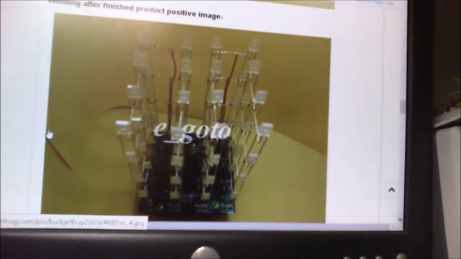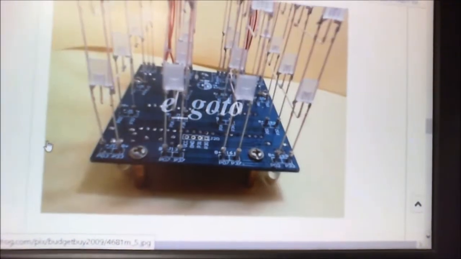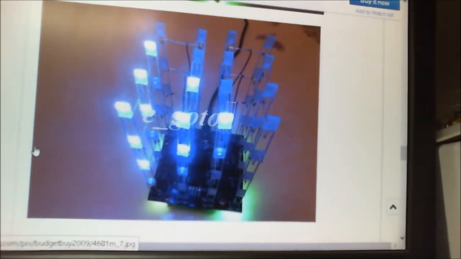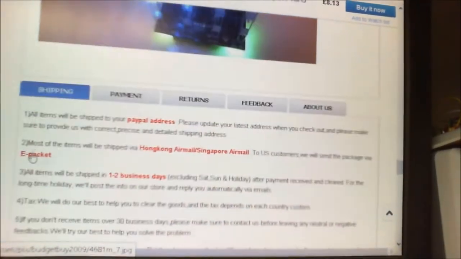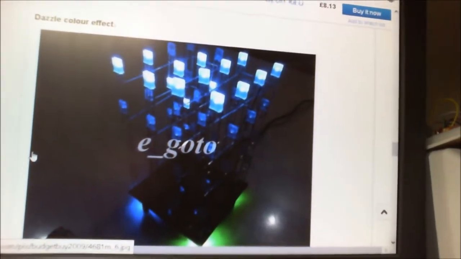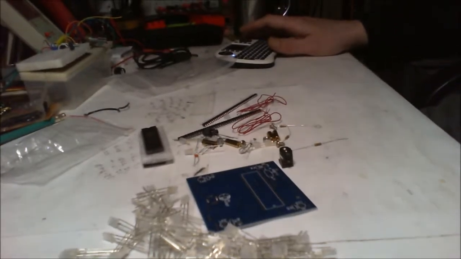So I'm really, really hoping I get this done without too many mistakes, and hopefully it'll look quite good. I don't expect it to be brilliant in construction, but I think the effects are going to look quite entertaining. Anyway, let's get on to putting it together.